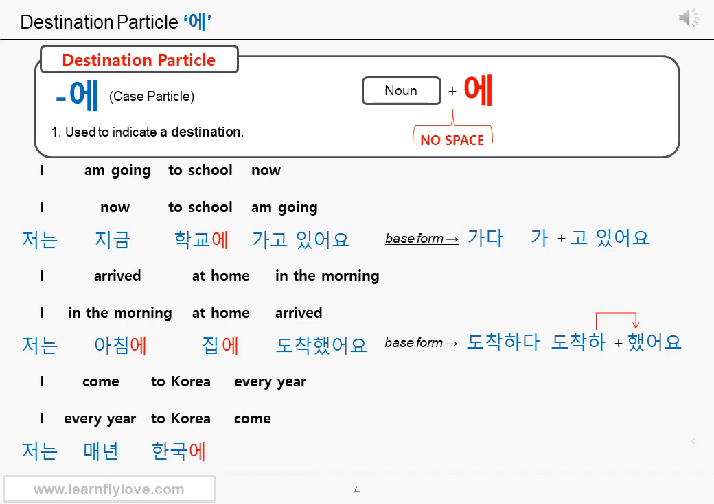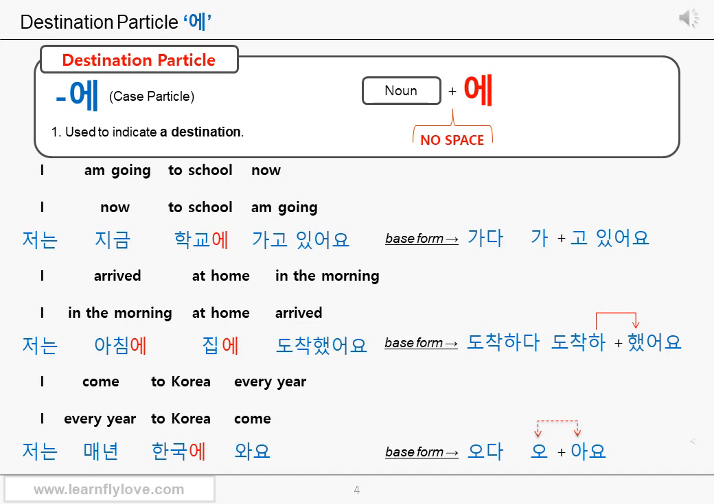한국에. Come. The base form of the verb to come is 오다. The stem is 오. So you add the ending 아요. And 오 and 아 should combine together. So it becomes 와요. 저는 매년 한국에 와요.